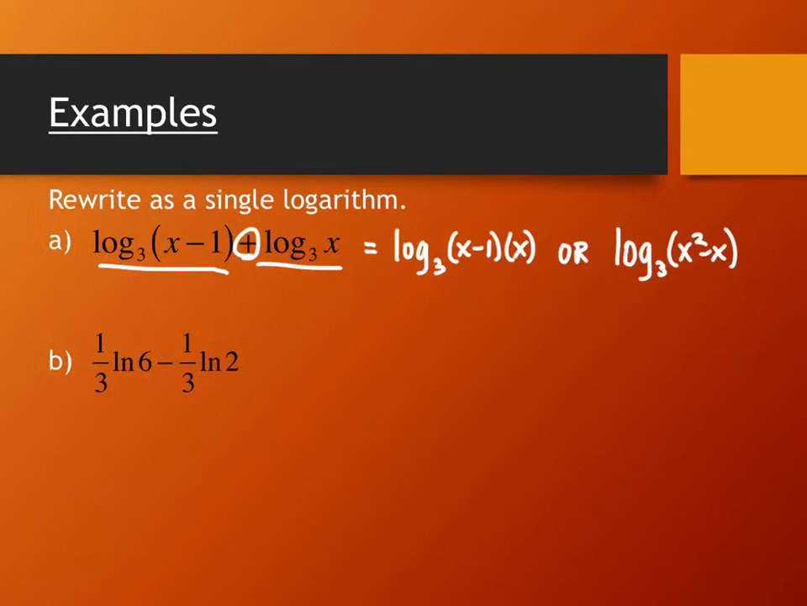Okay, part B is a really good example of what I mentioned earlier. There are two properties at play here. Can you tell what they are?